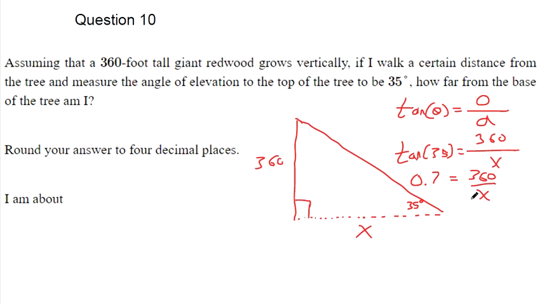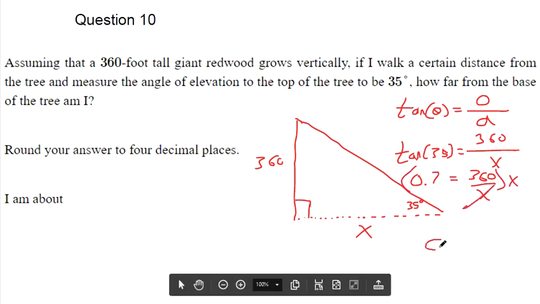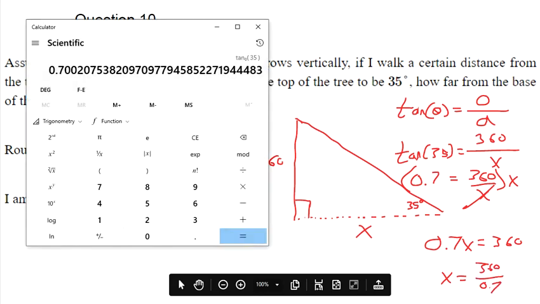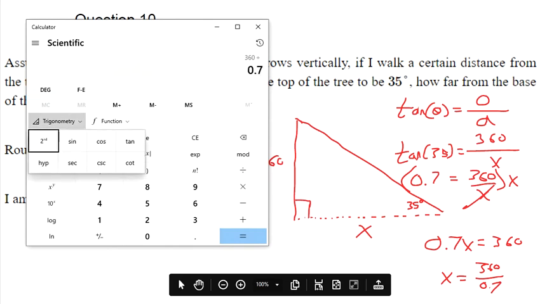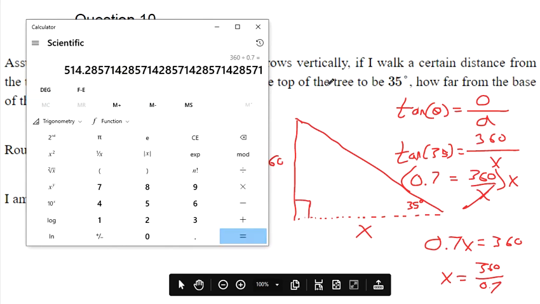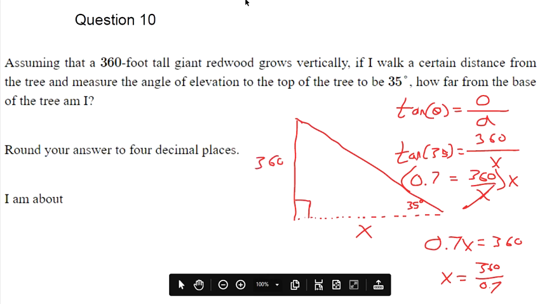And then to finish solving this equation, you can multiply both sides by x. That'll make it cancel out here. You get 0.7x equals 360. And then divide both sides by 0.7. So you get 360 divided by 0.7. So it goes as 514.2857. That's the distance to the base of the tree.